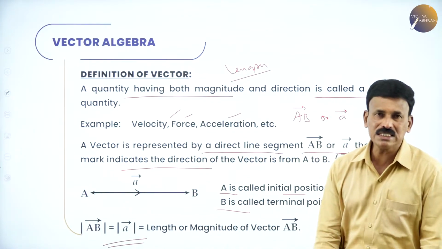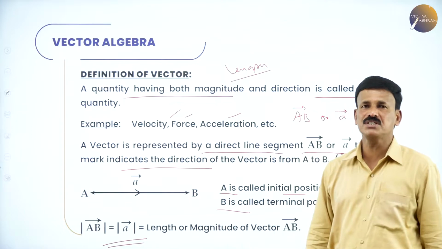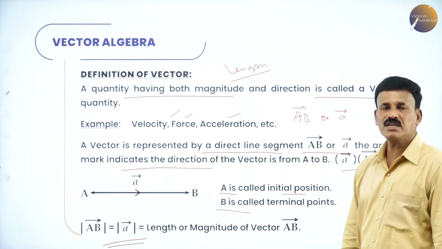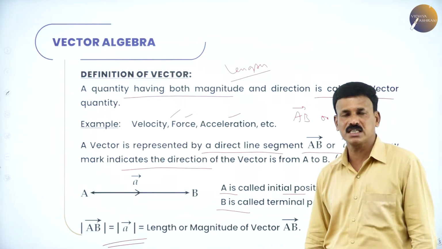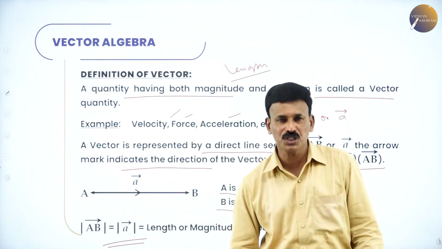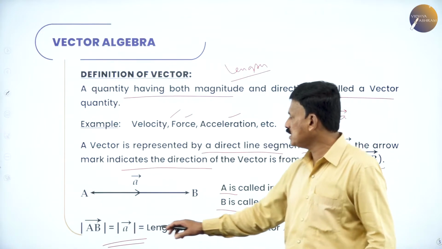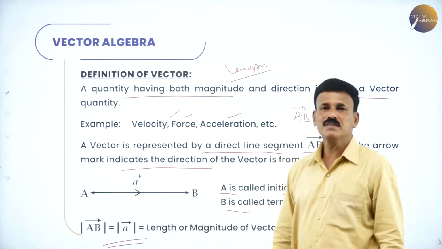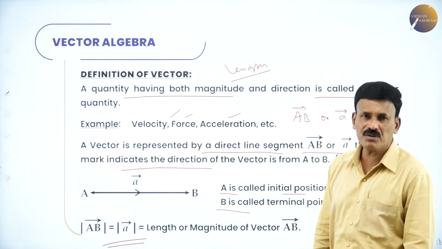So a quantity having both magnitude and direction is called a vector quantity. A vector is represented by a directed line segment, and the arrow mark indicates the direction of the vector from A to B. Mod of a is nothing but the length or the magnitude of the vector.